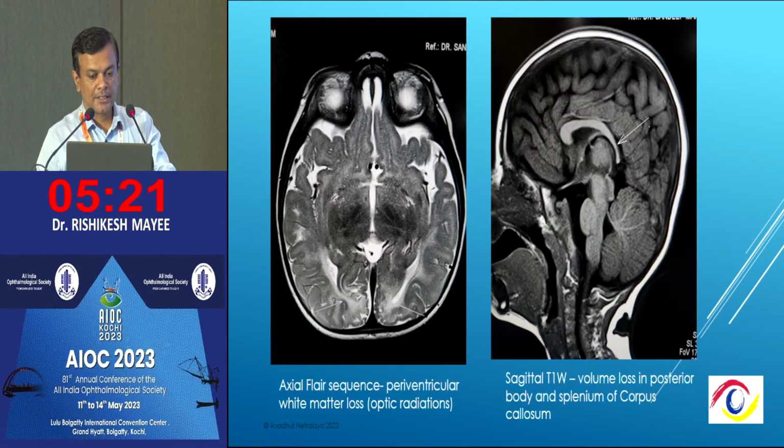So another patient, now look at the sagittal section of the T1 weighted image. You can see that there is a loss or volume loss in the splenium here. And in the same patient, this is a FLAIR sequence which shows that there is a reduction in the size of the optic radiations, this part, which is close to the occipital cortex.